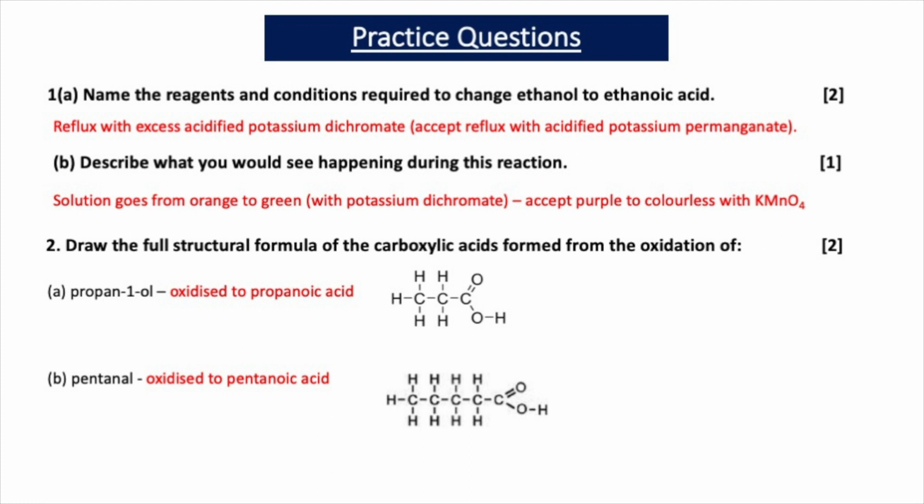And for question 2, it's asking you to draw the full structural formula of the carboxylic acids formed from the oxidation of propan-1-ol and pentanal. Well, propan-1-ol is oxidized to propanoic acid, and pentanal is oxidized to pentanoic acid. And I've drawn the full structural formula of both compounds here, 1 mark for each.